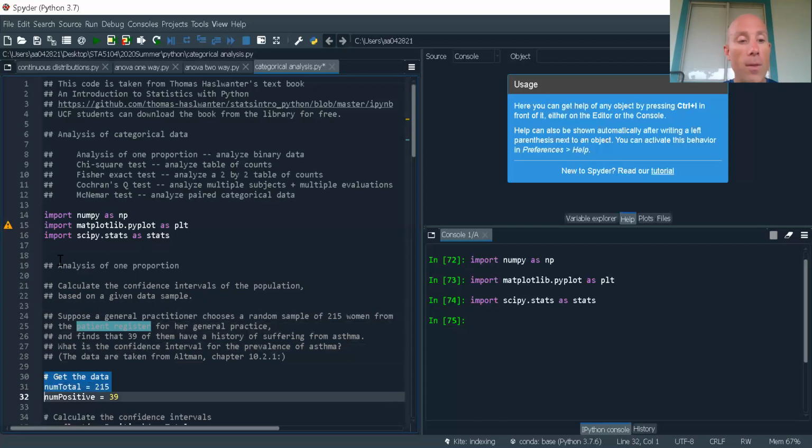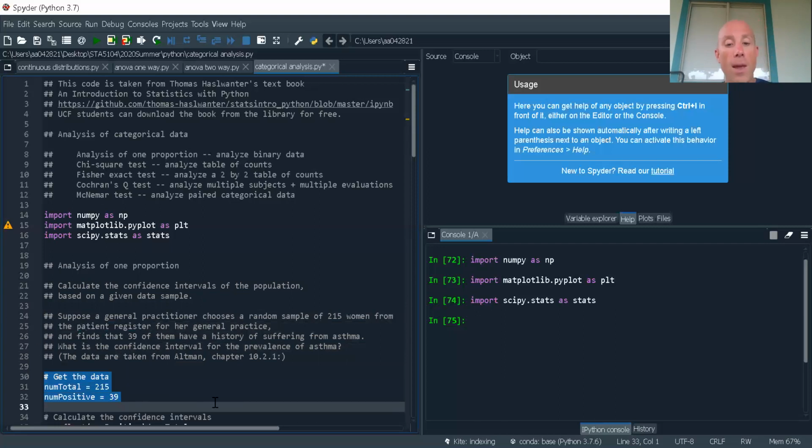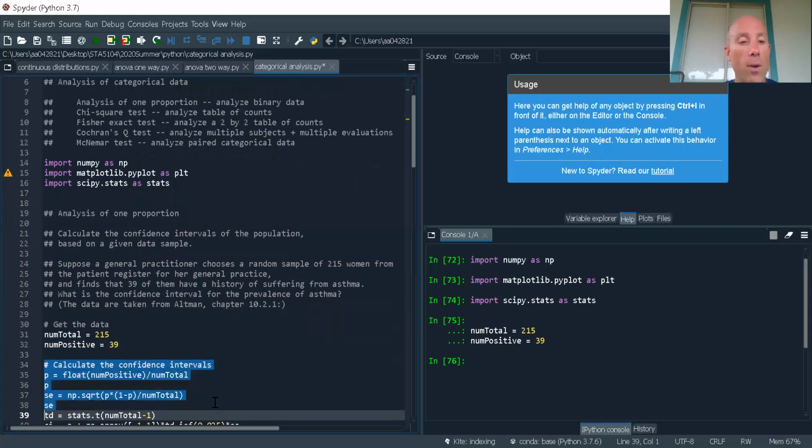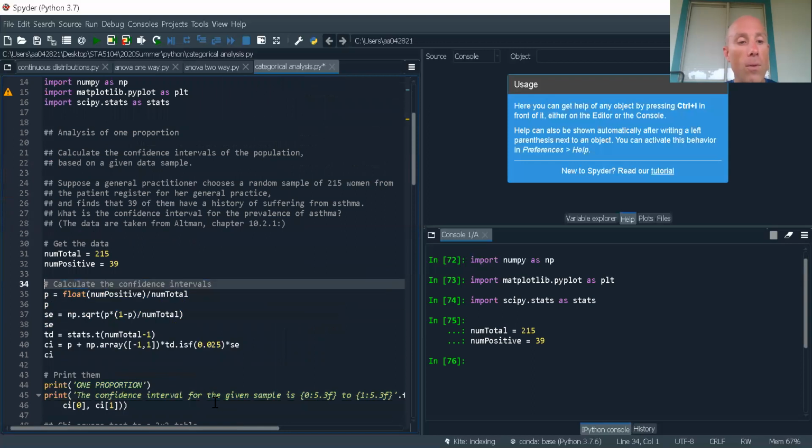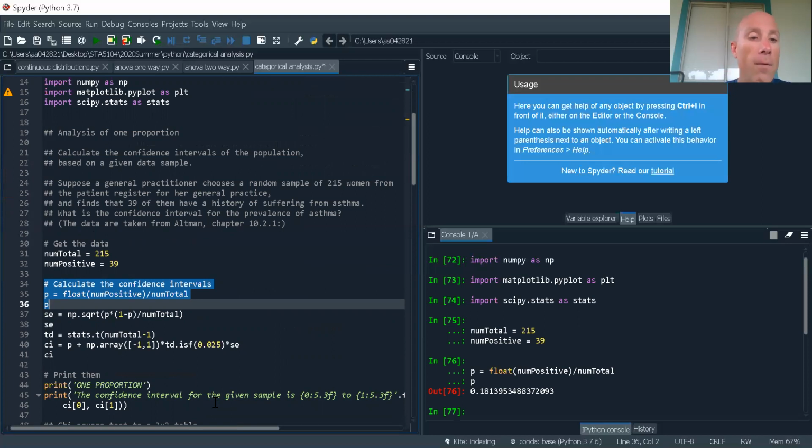All right, so let's go ahead and get the data. So here we've got the number total is 215, and the number of positive is 39. So now let's go ahead and calculate some confidence intervals. First and foremost, I want to know what is my estimated proportion of patients in the registry with asthma. It looks like it's about 18%. Now it might be that I missed a few. Maybe there was a misdiagnosis along the way. Maybe some of the patients were diagnosed as asthmatic when they weren't. Maybe they should have been diagnosed as asthmatic, but we didn't.